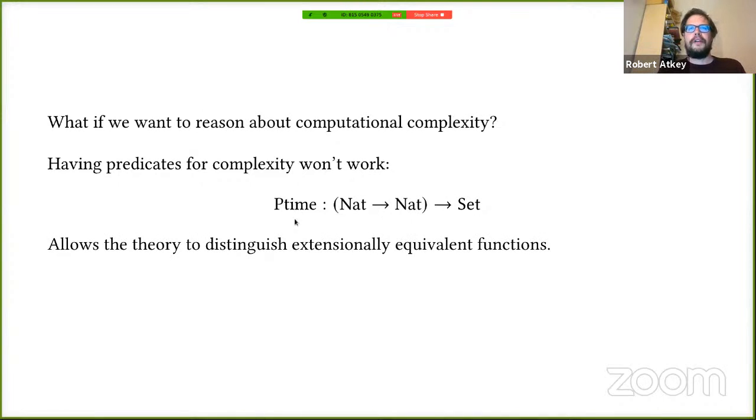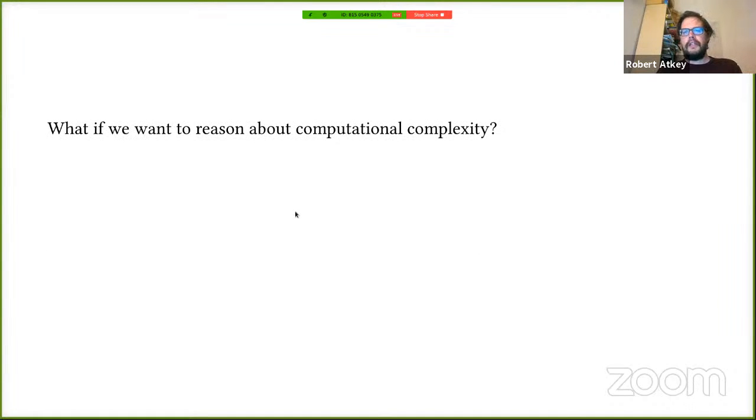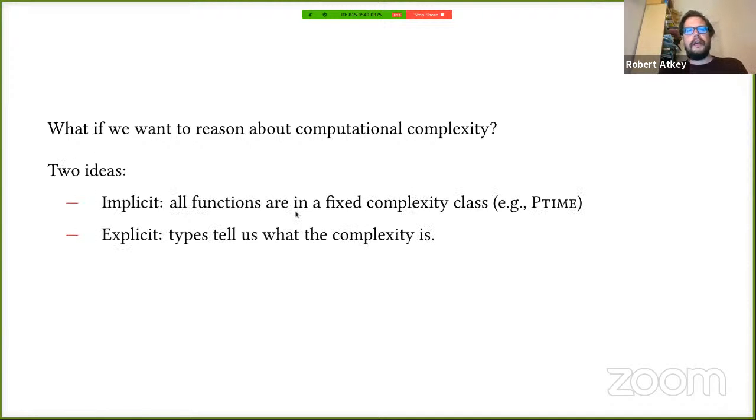And then maybe there's some rules about P-time functions, like if you compose two P-time functions, you get a P-time function. But the problem is that this will then allow the theory to distinguish extensionally equivalent functions, which I don't think we really want. So there's maybe an interesting way of tackling it. The solution I'm going to propose here is to use type systems in order to restrict the complexity of functions. And there's two ways of doing this.